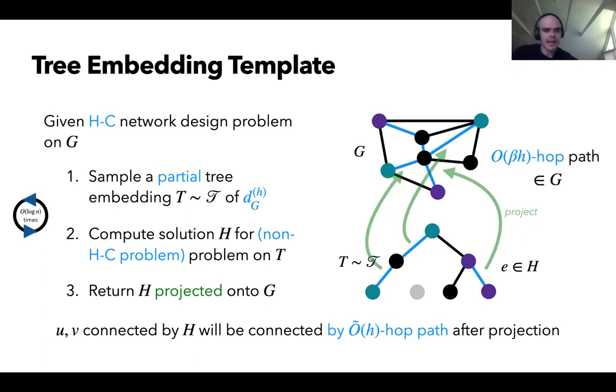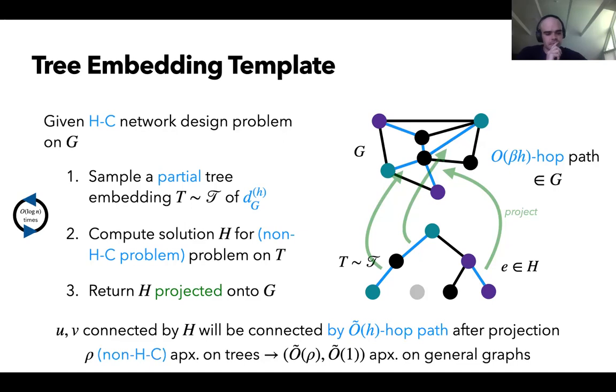Okay. Lastly, we might have to repeat this log n times because it's a partial embedding on most of the vertices. We need to satisfy all of our connectivity requirements. Now, if you're familiar with probabilistic tree embeddings, it's tempting at this point to conclude the following. It would seem maybe that if I now have a rho approximation for these problems on trees, in particular for the non-hop constrained problems on trees, then I can give you, up to some polylog fudge factors, rho approximation for the hop constrained problem on general graphs. But you can't immediately conclude this at this point.